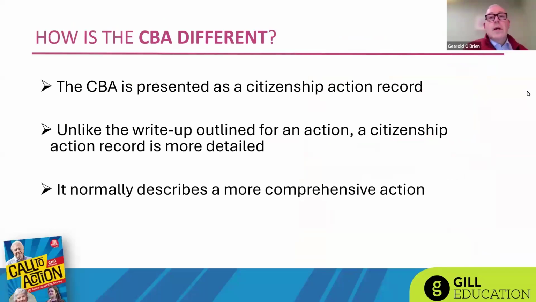So, how does the CBA differ from the other actions? The main way is that the CBA is presented as a citizenship action record, so they have to write a more detailed record. The piece I just looked at is just a simple page, a very brief logging of a summary of their action, their skills, and what they learned. This one is more detailed for the CBA, and it normally describes a more comprehensive action. It tends to be a bigger project, and there's more emphasis on the reflection and on the skills that are used.